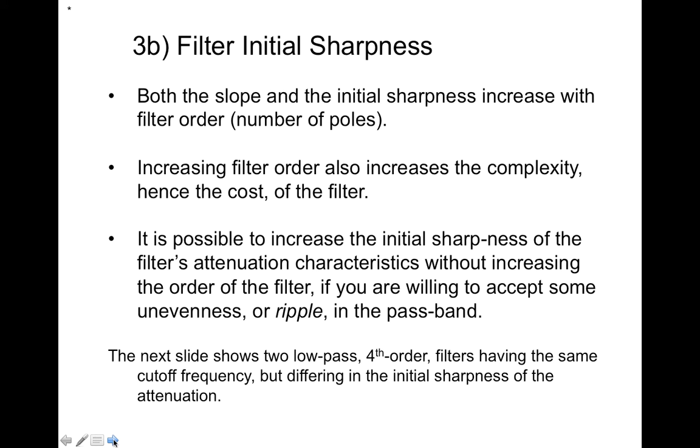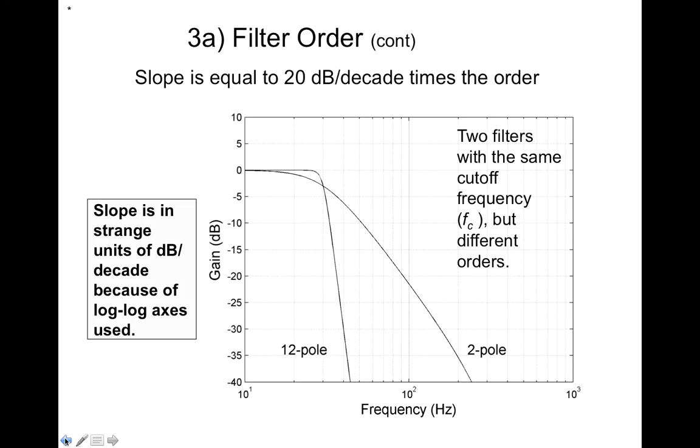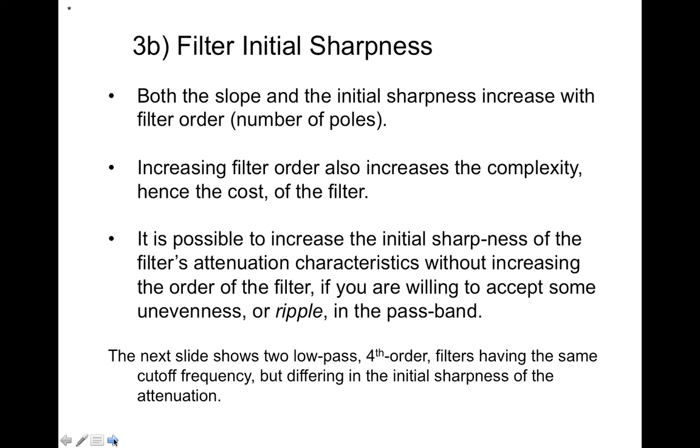So the initial sharpness, let's go back here. Initial sharpness is referring to right at cutoff, what does the slope look like? If you increase your filter order, you increase the sharpness, and that also increases the complexity and thereby the cost of the filter, so that would be the disadvantage. It is possible to increase that initial sharpness without increasing the filter order if you're willing to accept some trade-offs. And those trade-offs are you tend to get ripple or uneven behavior in the passband.